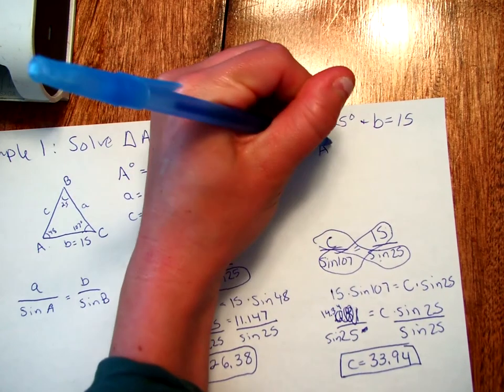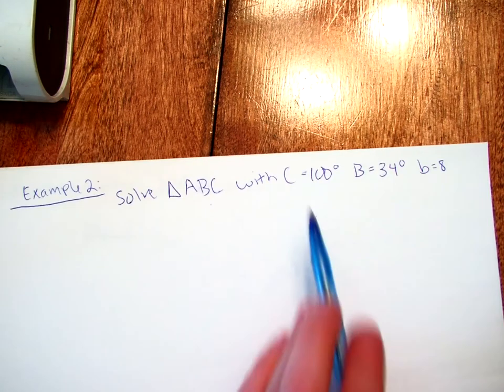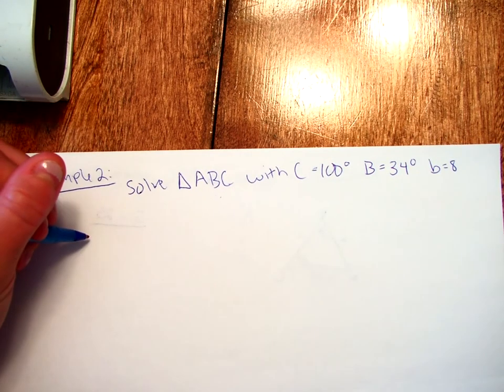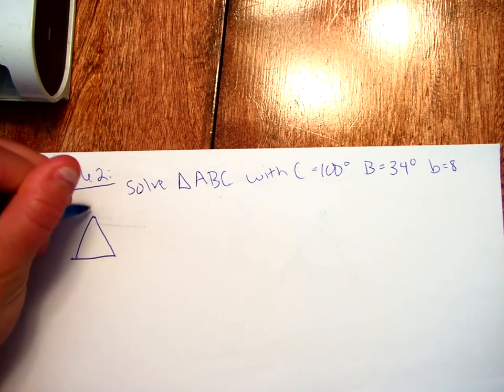So it would be abbreviated like this. Example 2. We're also going to be given angle, side. So with this piece of information, we are going to draw our triangle.